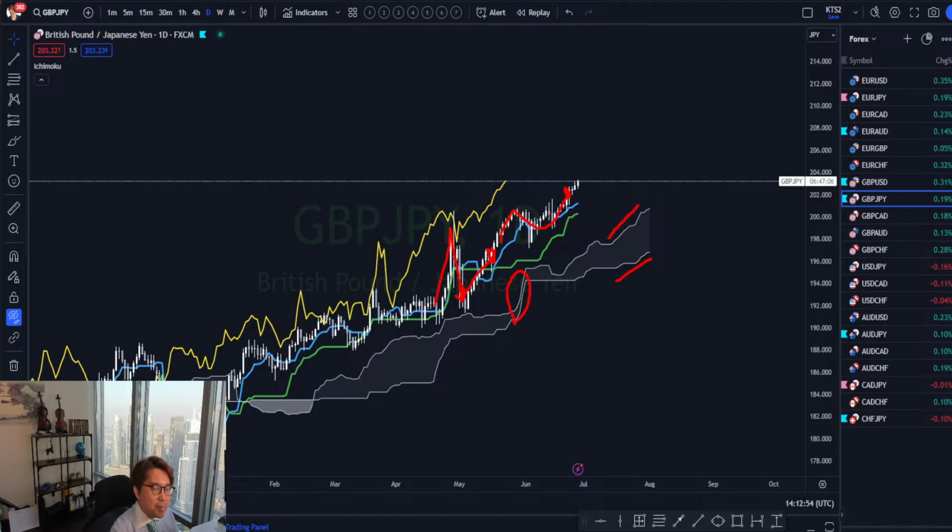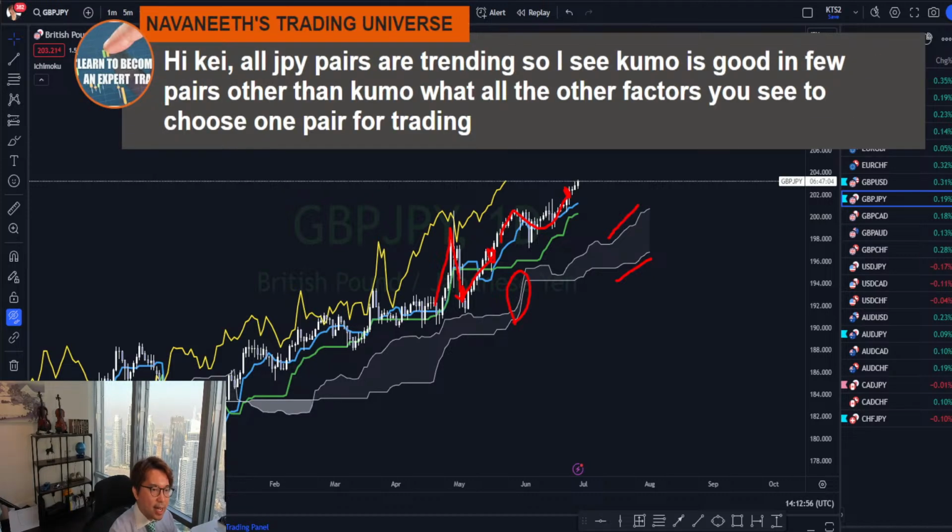Okay, another comment, he says, all the JPY pairs are trending, so I see Kumo is good in a few pairs. Other than Kumo, what are all the other factors you see to choose one pair for trading? Yeah, Kumo shape, and also I do look at the strength chart, I look at the candlestick patterns. Yeah, so I do look at some other parts of the markets.